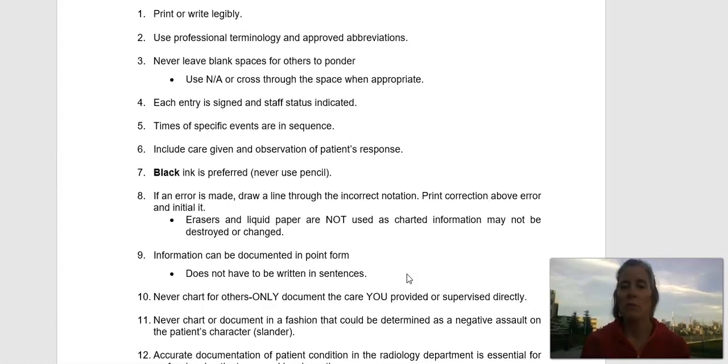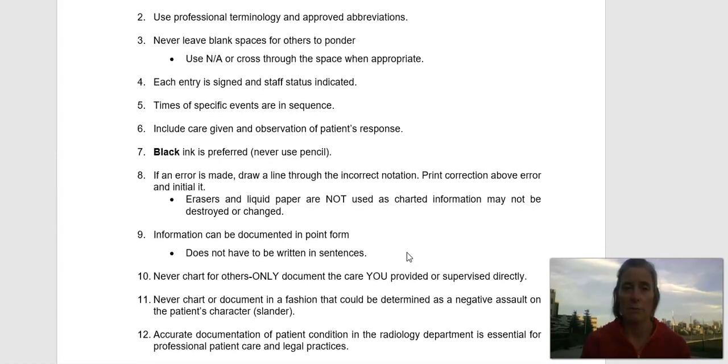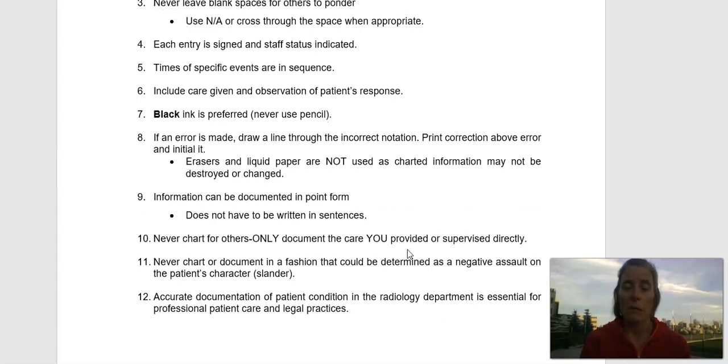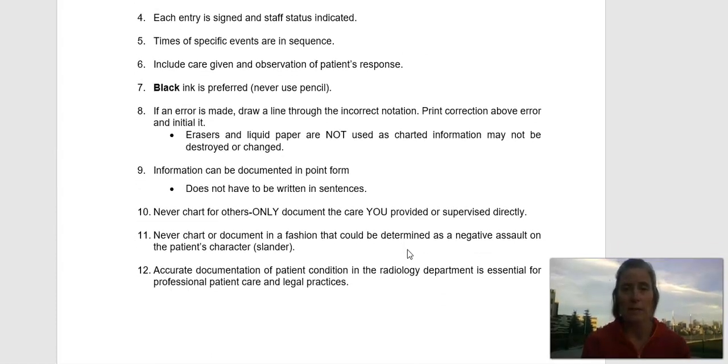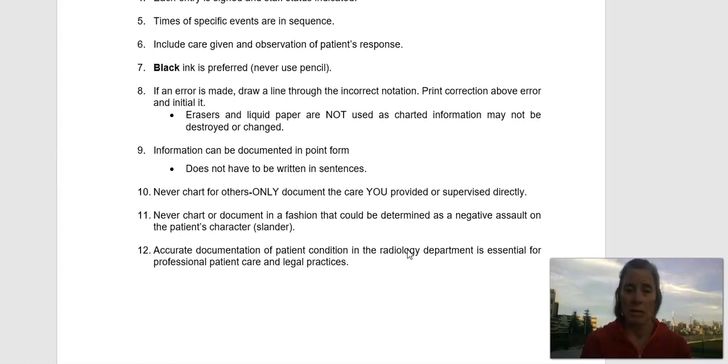We're making sure that we are objective in these observations and that they are considered to be relevant as far as what's going on with regards to that patient. Black ink is preferred. Of course, you can never use pencil, because that can be erased. If an error is made, draw a line through the incorrect notation, print correctly above the error, and initial it. No liquid paper, you can't erase it or anything along those lines.